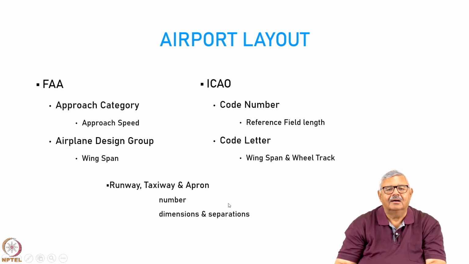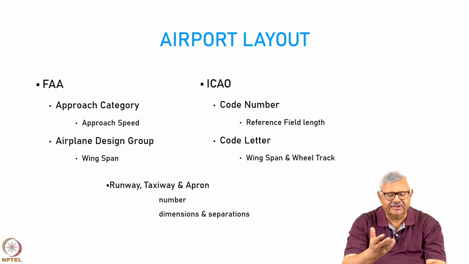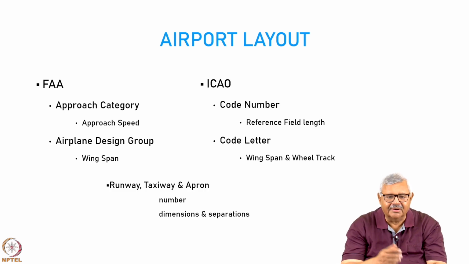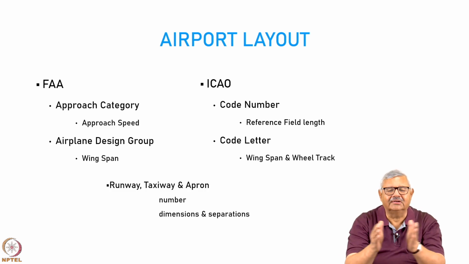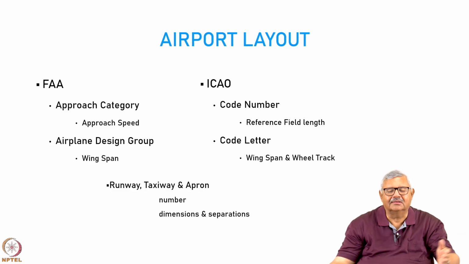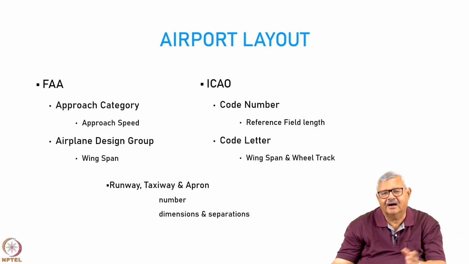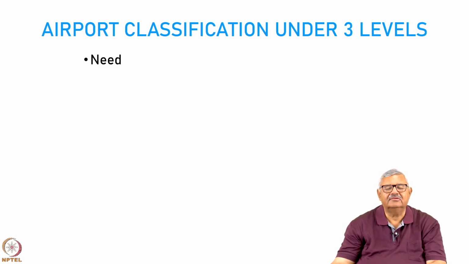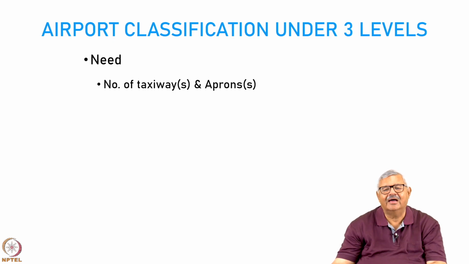Then runway and taxiway and apron are 3 important items of the air side. Their number, their dimensions and inter separation, and also from the apron to the building or runway to the building, all that are specified by the rules. So these are the 3 levels as I mentioned. First is depending on the need. How many taxiways and aprons have to be provided?